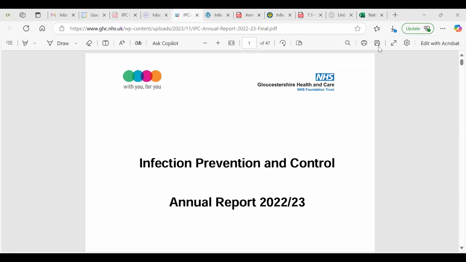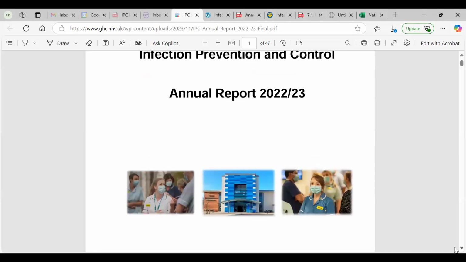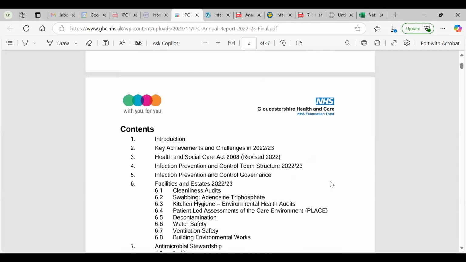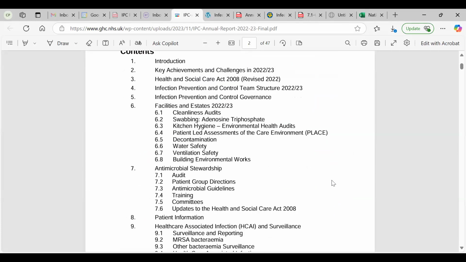I'm now going to show you some infection prevention and control reports from some various different settings. I'm not saying these are the perfect examples of how you should do this. What I'm saying is these are examples of different areas. So this one is Gloucestershire Health and Care Foundation Trust. What they cover within their report, you can see their key achievements and challenges. And I think in an annual report, it's really important to cover that off. Say what you said you were going to do, and say if you did it.